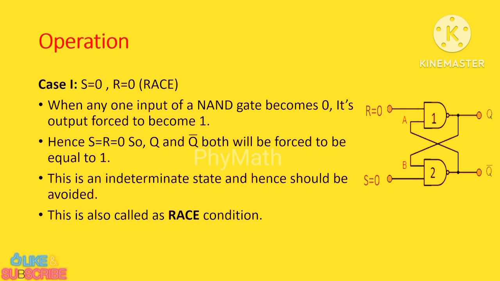Now as we know, in a 1-bit memory cell, Q and Q bar are always complements of each other. Complements means, if Q equals 0, then Q bar should be 1. Similarly, if Q equals 1, then Q bar should be 0. But when S equals 0 and R equals 0, Q and Q bar are both compulsorily 1. So this state is called an indeterminate state, hence we are going to avoid it, and this condition is also called the reset condition.